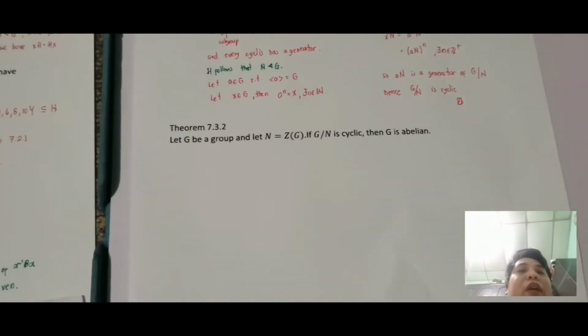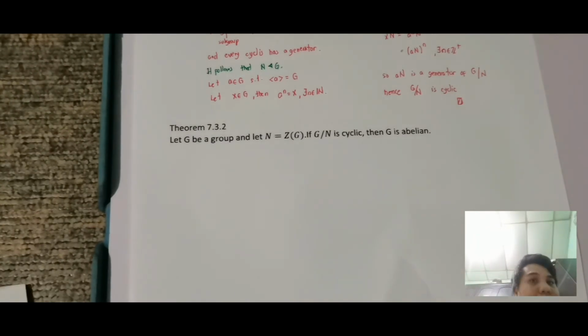So next is, we have theorem 7.3.2. So let G be a group and let N be the center of G. Now, if G over N is cyclic, then G is abelian.